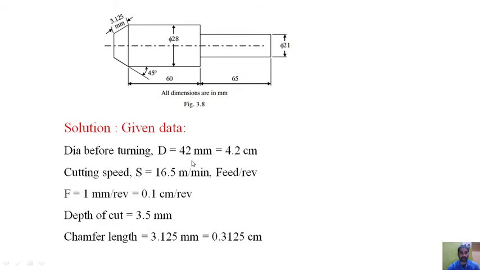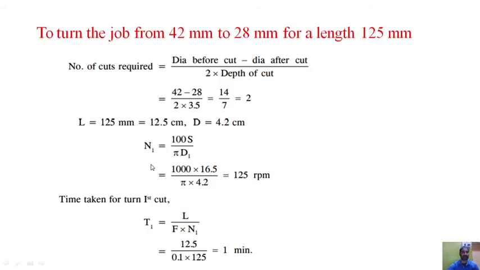Diameter before turning is 42 millimeter. Cutting speed 16.5. Feed is 1 millimeter, 0.1 centimeter per revolution. We have to convert it into centimeter. Depth of cut is 3.5 mm. Chamfer length is 3.125 millimeter, 0.3125 centimeter. So number of cuts required: diameter before cut, diameter after cut.